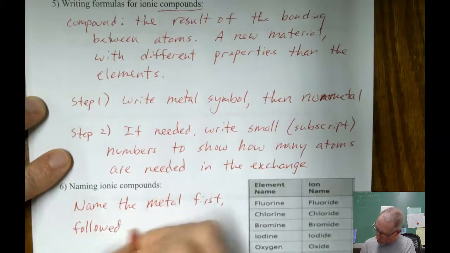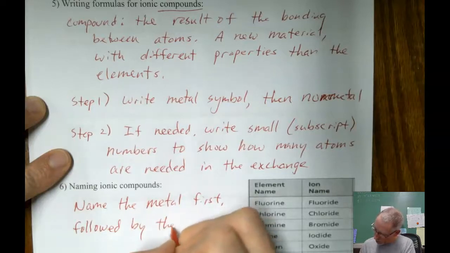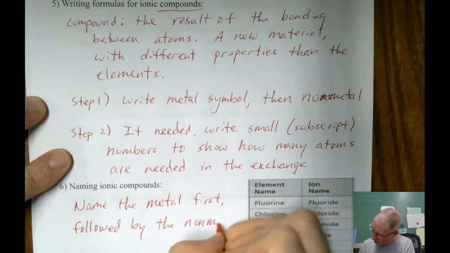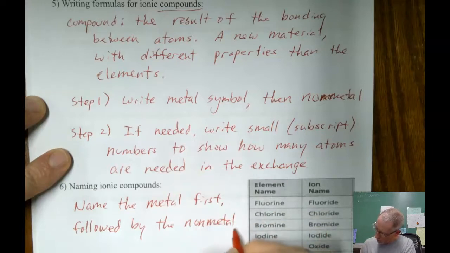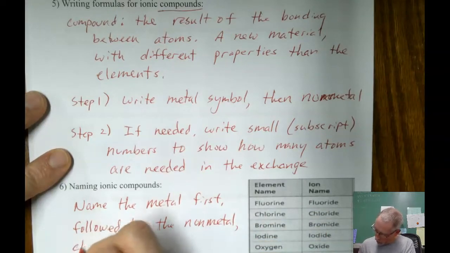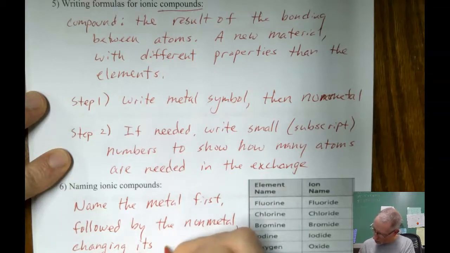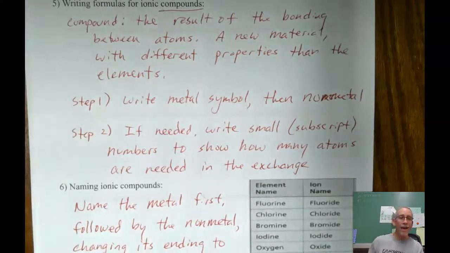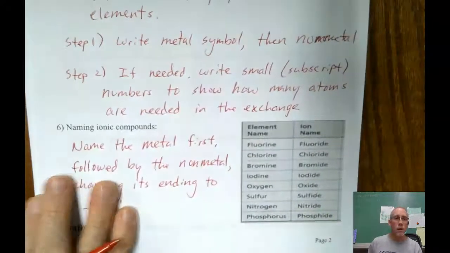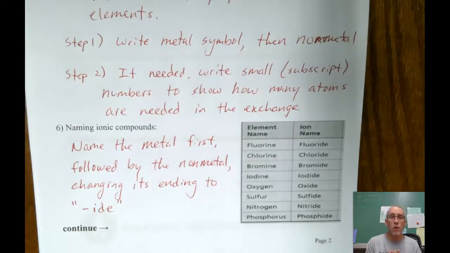Followed by the nonmetal. But a little change here, changing its ending to the letters IDE. Sorry, there we go. So ionic compounds almost always end with the letters IDE. You'll recognize some of these.